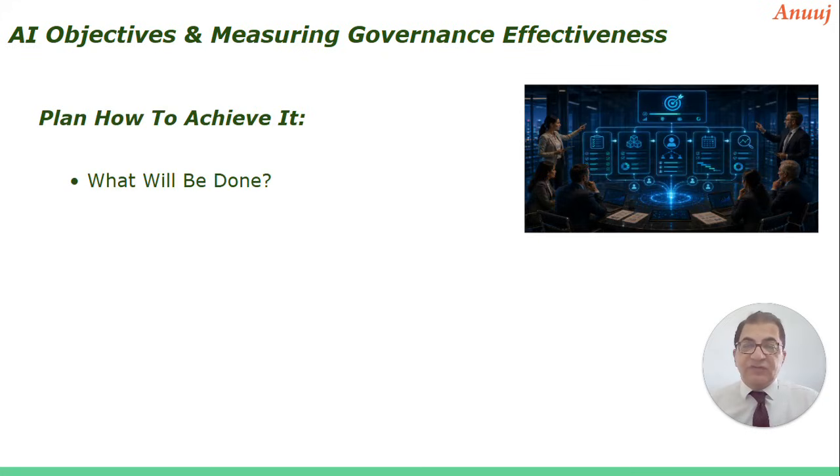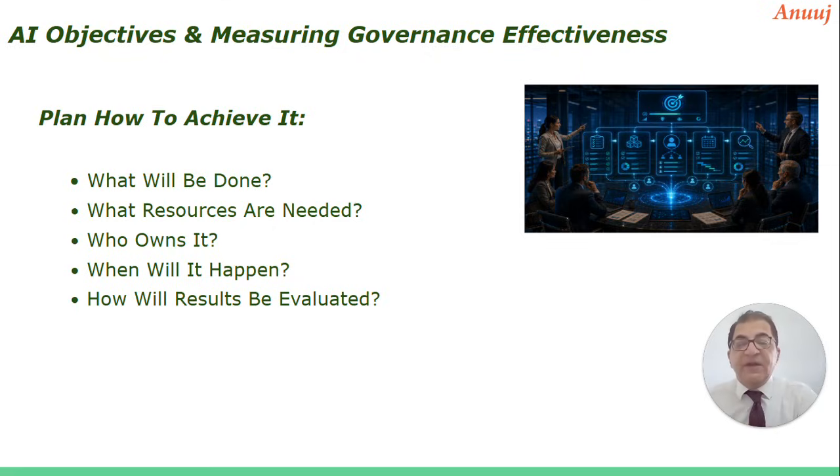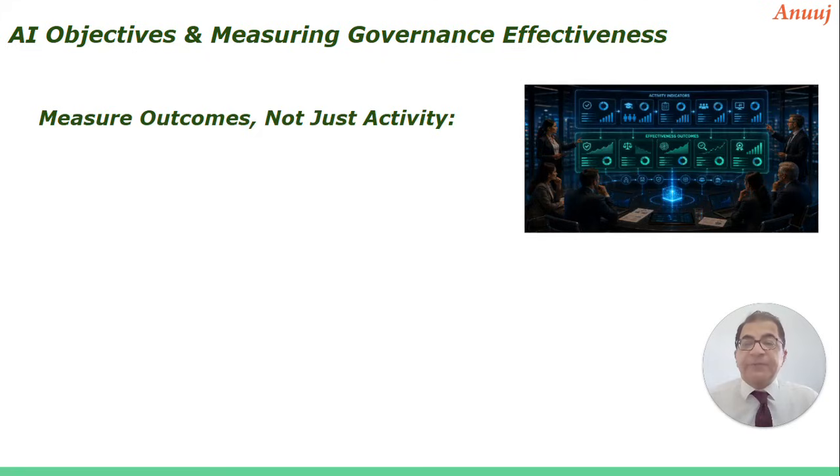Plan how to achieve each of those objectives. What will be done? What resources are needed to perform or to achieve these objectives? Who owns these objectives? It's very important. Who owns these objectives? When will this happen? When will the objective or the activity be actually executed and what outcome is expected, and how would we be sure that we are able to achieve what we thought? So how are the results going to be evaluated?